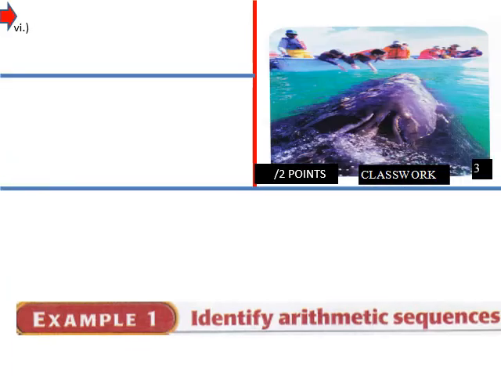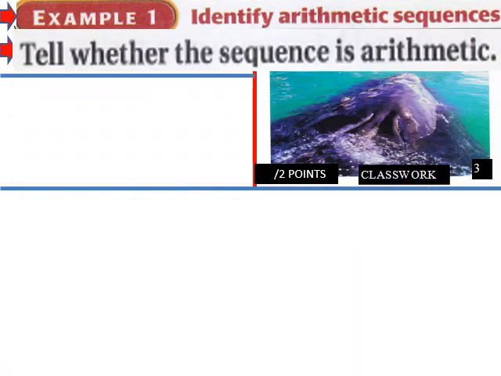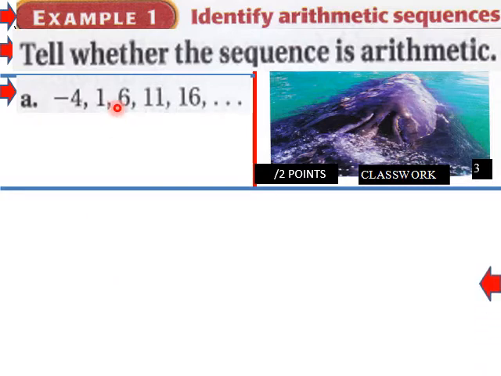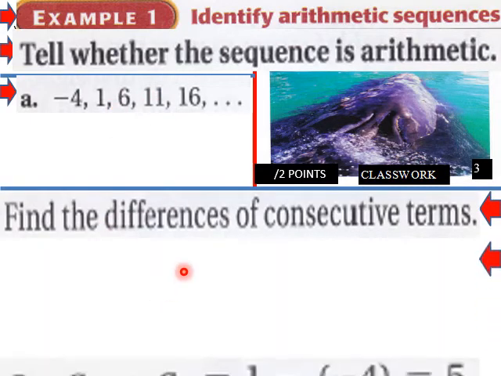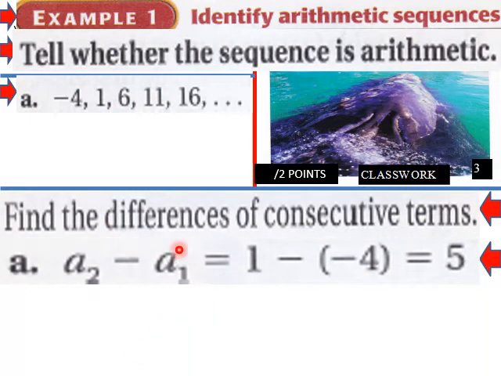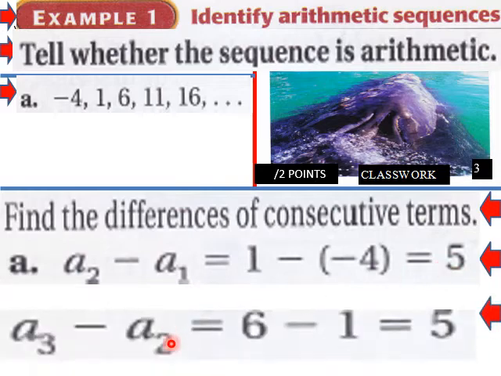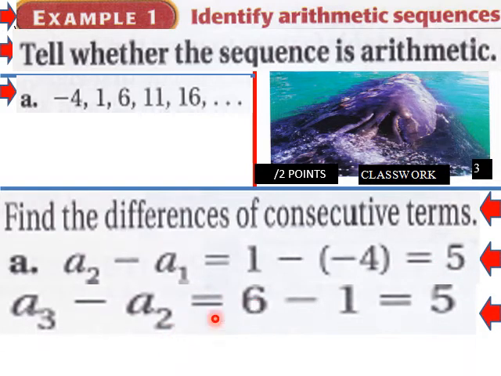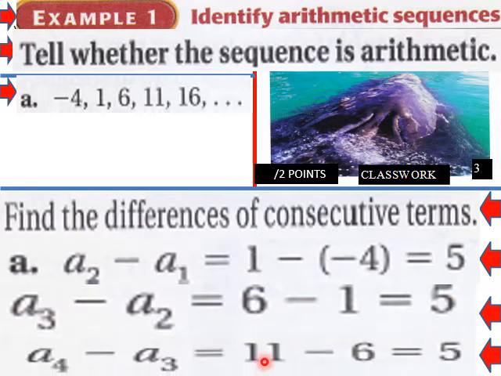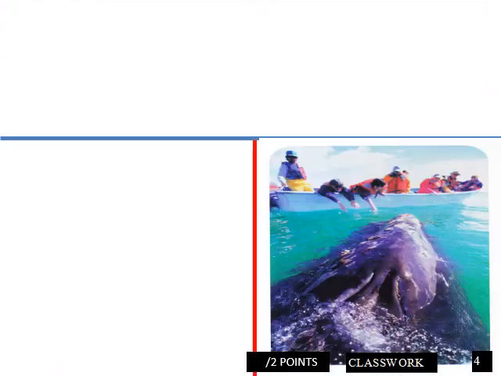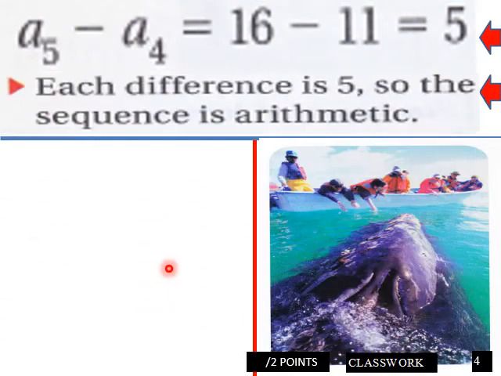For example 1, identify an arithmetic sequence: tell whether a sequence is arithmetic. Here's our sequence. We find the differences of consecutive terms: a2 minus a1 is 5, a3 minus a2 is 5, and a4 minus a3 is 5. So this sequence is arithmetic because the differences are all 5.